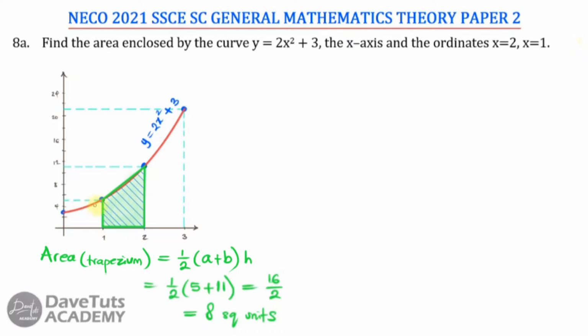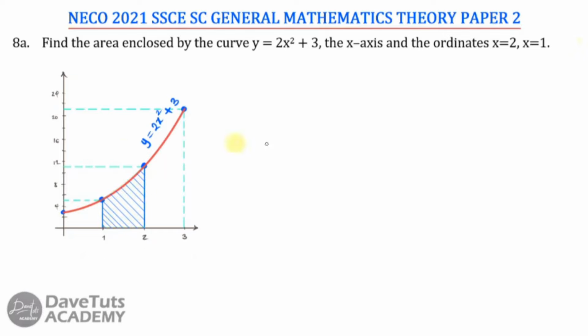Because I was able to extrapolate this, those parallel sides, when x is 1 and when x is 2, the value corresponds to y to be 5 and y to be 11. So it's something like 8 square units that we're going to get as the area of the trapezium. But you know, that is an approximation. It's actually a curve we're looking at. So we'll just do well to look at means of calculating that as requested.